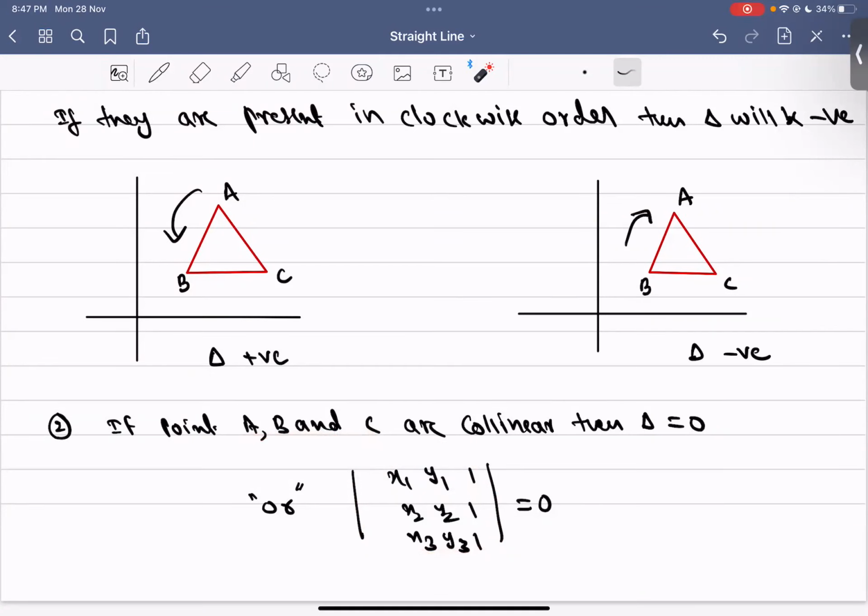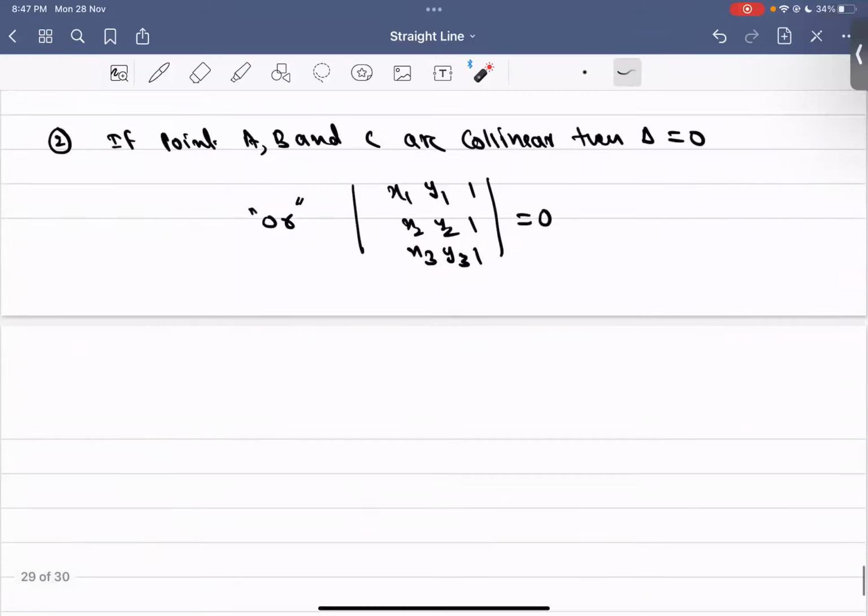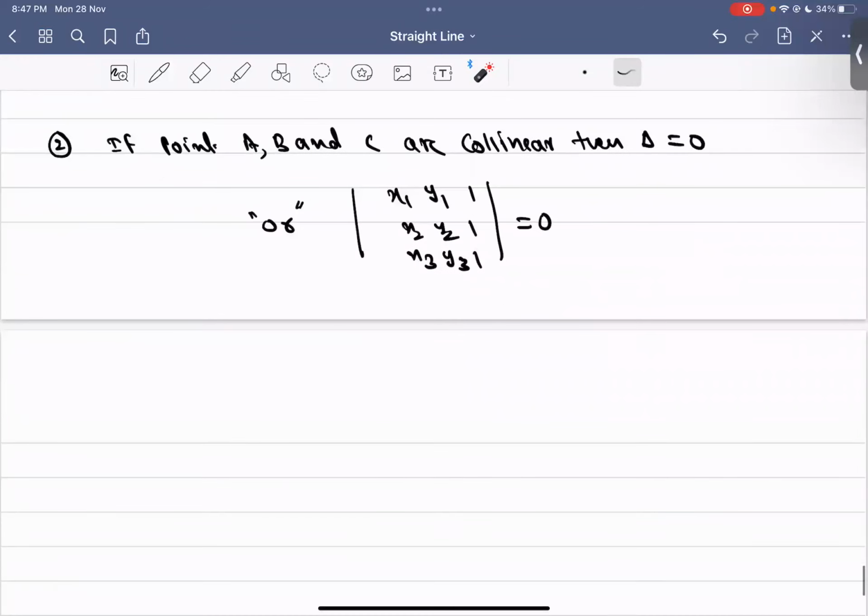So the converse is not true. The converse may not be true. I will explain why that is so. Just memorize this side only: if A, B, C are collinear, then delta equals 0, because area is 0. Because with collinear points, no triangle will be formed. That's why area is 0.